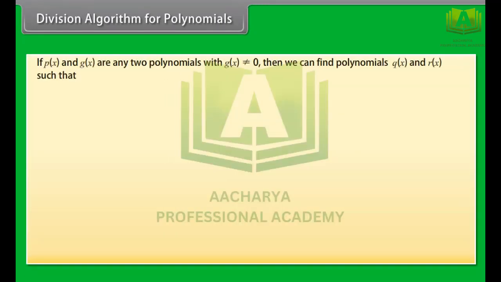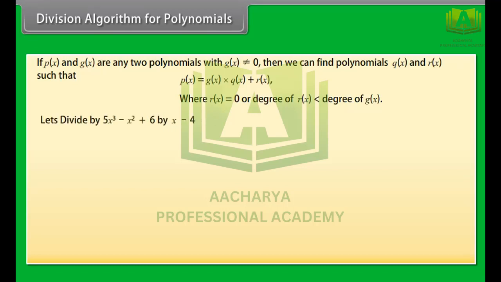Division algorithm for polynomials. If p(x) and g(x) are any two polynomials with g(x) not equal to 0, then we can find polynomials q(x) and r(x) such that p(x) is equal to g(x) into q(x) plus r(x), where r(x) is equal to 0 or degree of r(x) is smaller than degree of g(x). Let's divide 5x cube minus x square plus 6 by x minus 4.